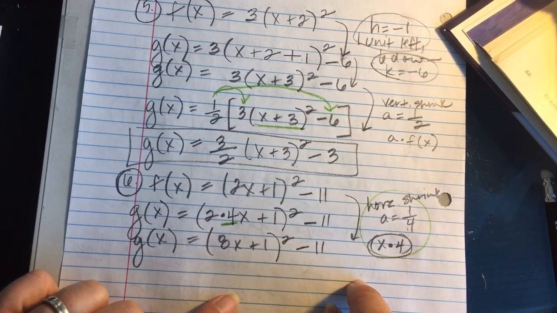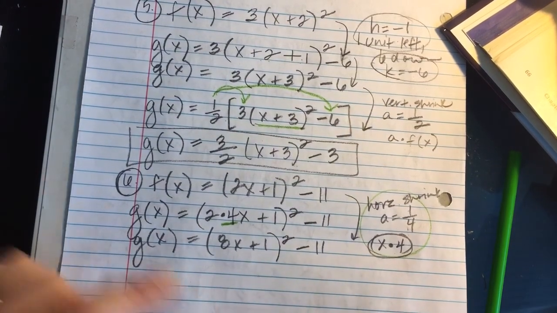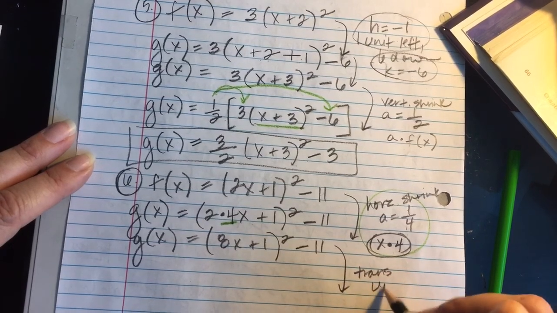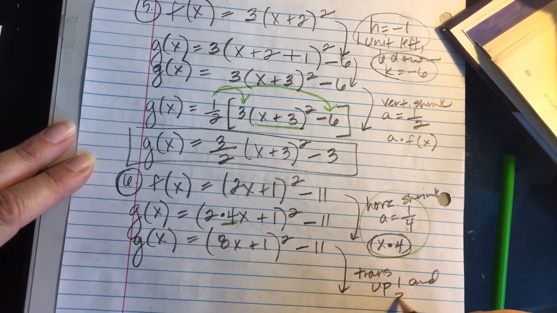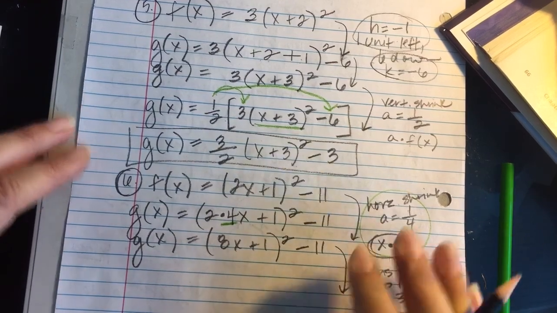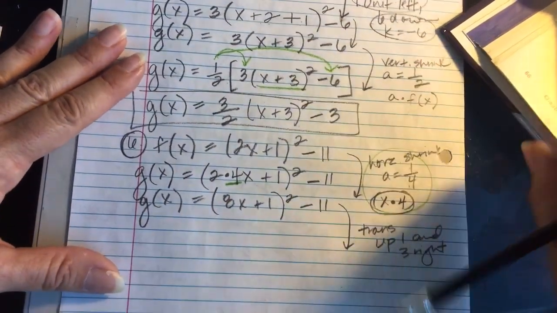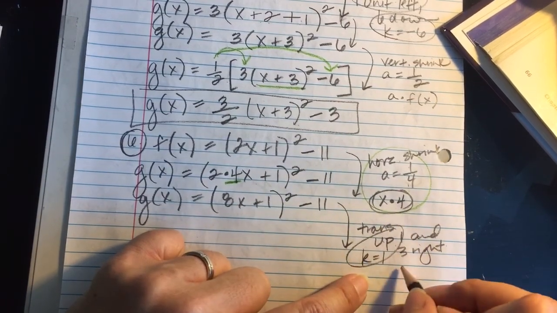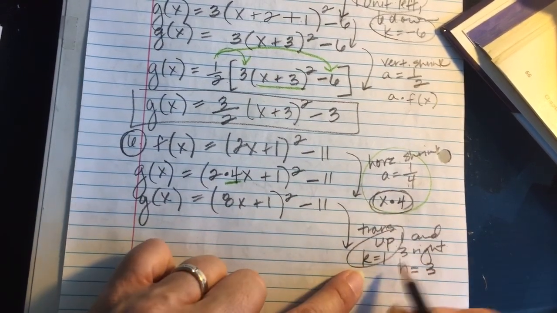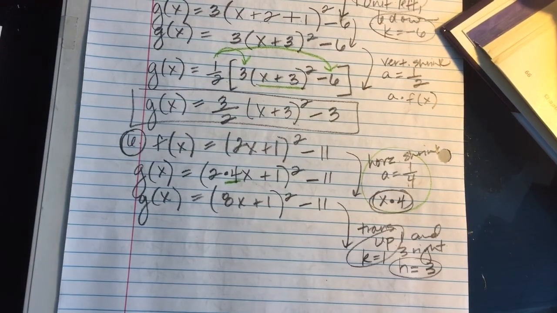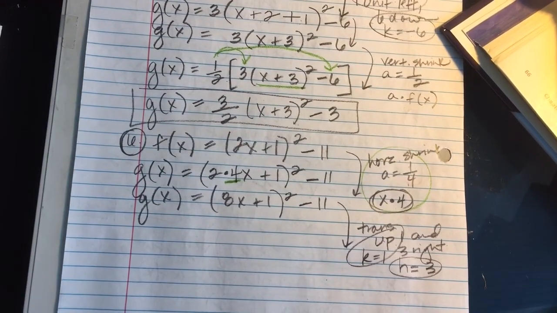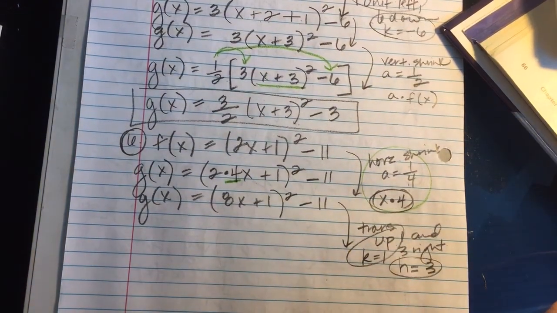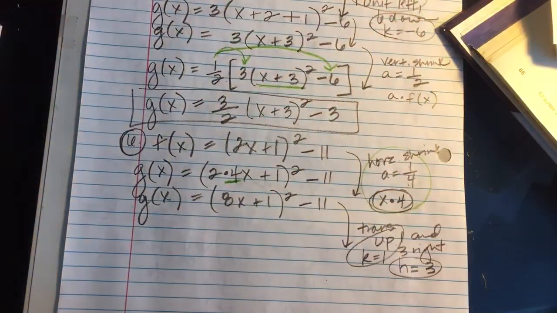Now, after we do that, they want us to translate up 1 and 3 right. So if I'm doing up 1 and 3 right, up 1 means I've got a k of 1. 3 right means I have an h of positive 3. I thought it said up, didn't it? Let me go back and look. Translate up 1 unit, 3 units right.